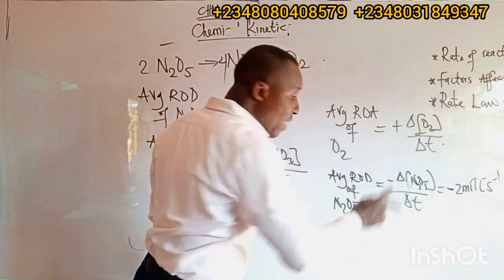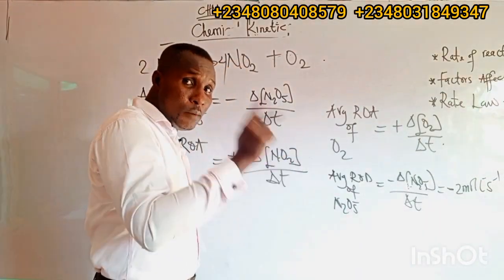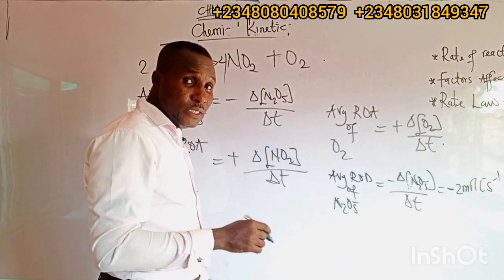The concentration of N2O5 decreases by 2 mole per liter in every second. That's the meaning. Take note.